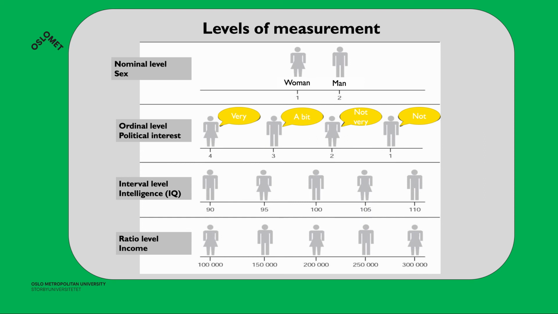But intelligence or IQ doesn't have a natural level of 0, because you cannot have 0 intelligence. But income, you can have 0 income, so income is at the ratio level, and you can also say that 200,000 is twice as much as 100,000.